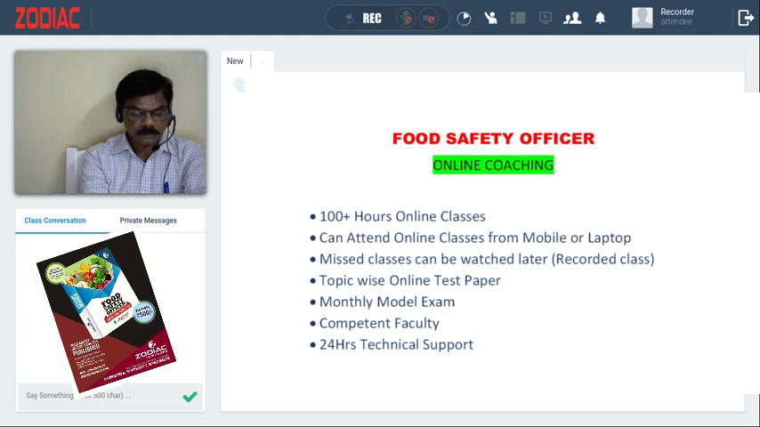Regarding Food Safety and Standards Authority of India, there are many things to be known by a student. That is, we will have to see what are all the regulations, then licensing and registration. Licensing and registration of food business organizations.